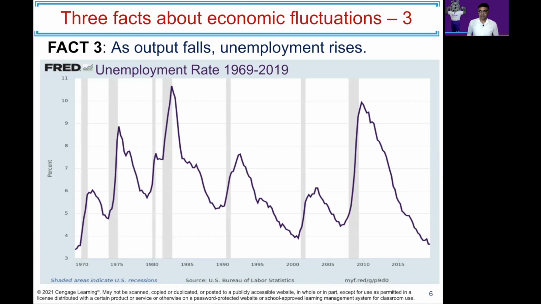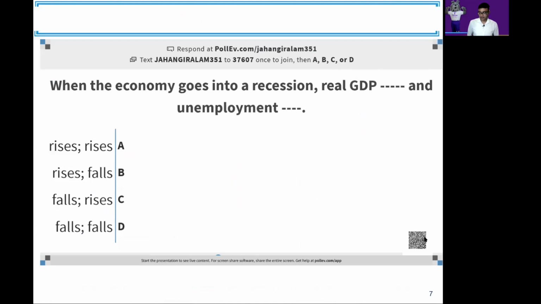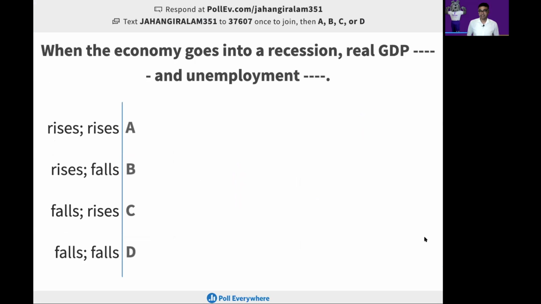Okay. So, can you guys answer this one? Go to this website, and if you know how to do it, just when the economy goes into a recession, what happens to real GDP and the unemployment rate? So what would be the answer here?